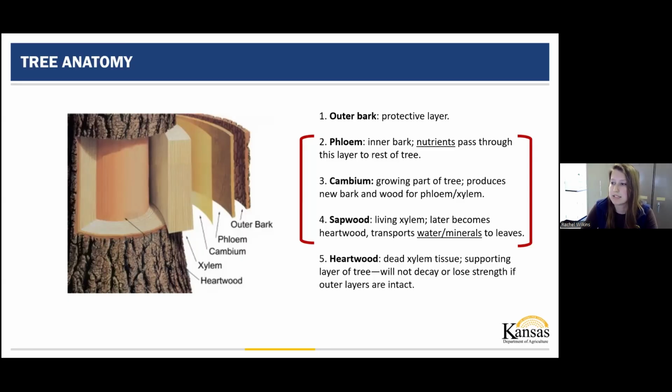The heartwood is dead xylem tissue, but it has a very important function. It is the structural component of the tree. And although it's dead tissue, it will not decay or lose its strength as long as all the other layers are still intact and not damaged. I highlighted 3 of the layers here, the phloem, cambium, and sapwood, because those are the layers that the emerald ash borer negatively impacts.